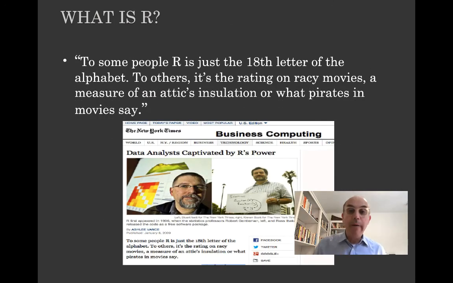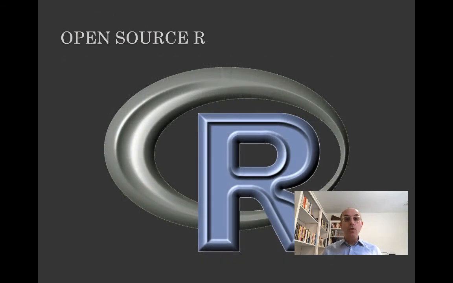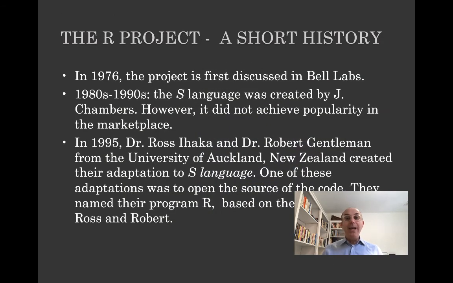So what is R and why are we learning it in statistics and analytics? To some people, R is just the 18th letter of the alphabet. To others, it is the idea of ranking movies, but it is much more. R is an open source platform, and it was established in 1976 at Bell Labs, which does not exist anymore. It's now under AT&T. And in that time, they started a project.